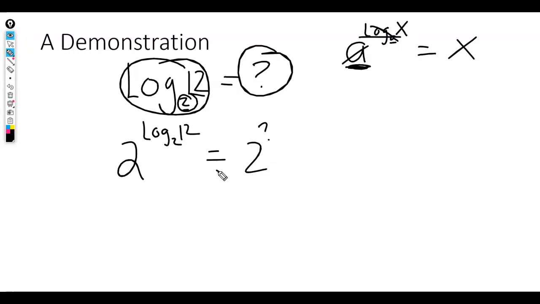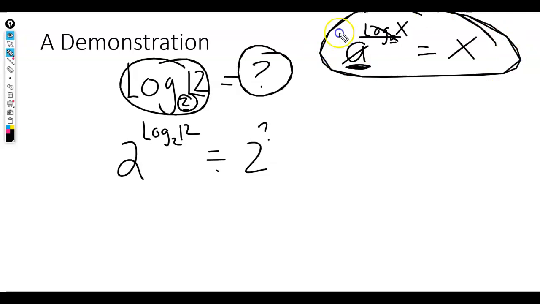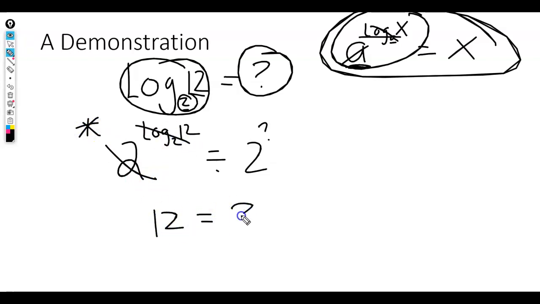So let's see, what can we do now? Well, we can use this property. As you can see, this thing here looks an awful lot like what we've got going on over here. And these are just going to cancel, and I'm left with 12. So I've got, 2 to what power equals 12?